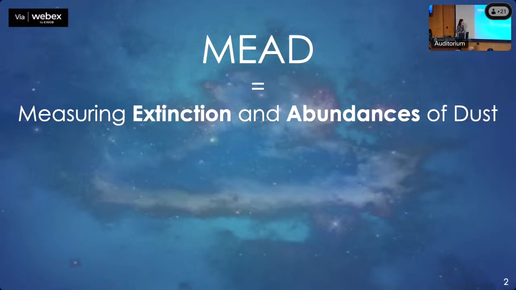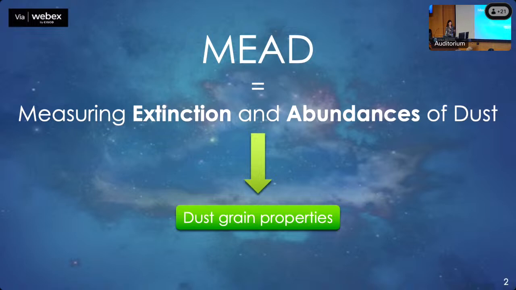As the name suggests, MEAD stands for Measuring Extinction and Abundances of Dust. The ultimate goal of the project is to better understand the properties of the dust grains in the Milky Way. So I will first talk about extinction and what we can learn from extinction measurements. Then I will move on to the abundance measurements. And at the end, I will tell you how we can combine the two to learn more about dust grain properties.